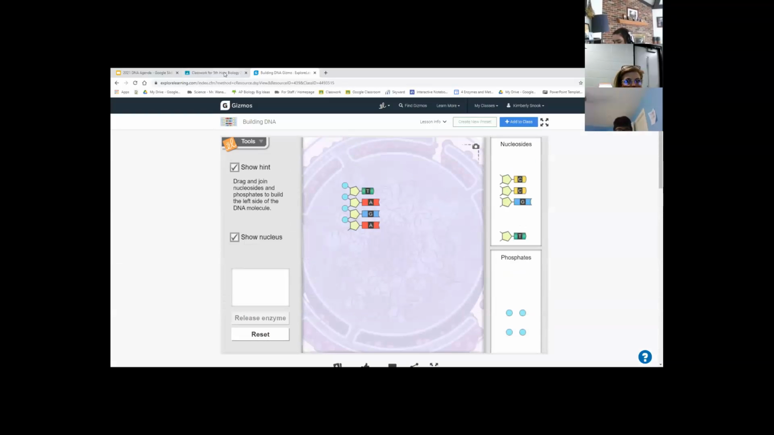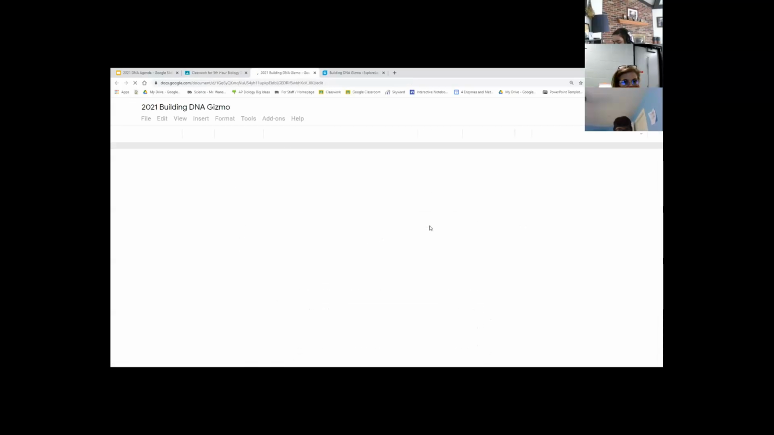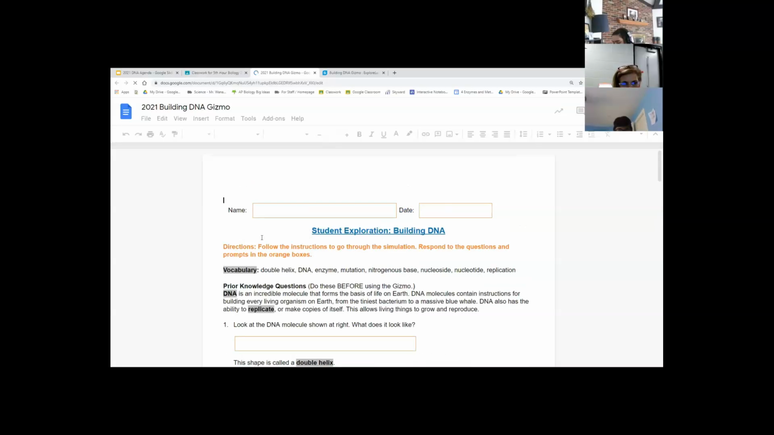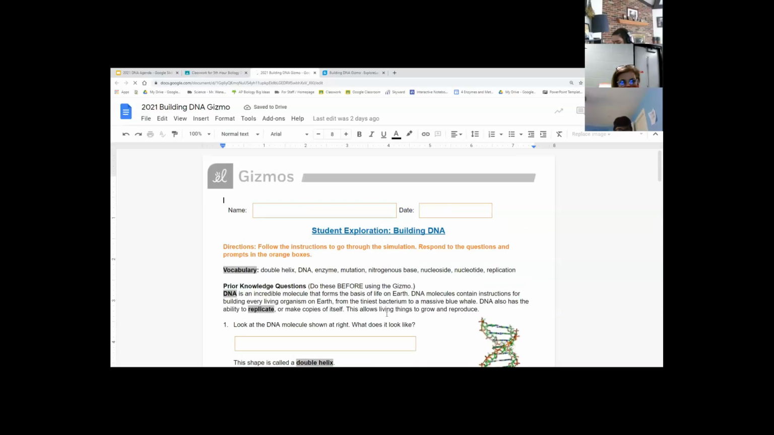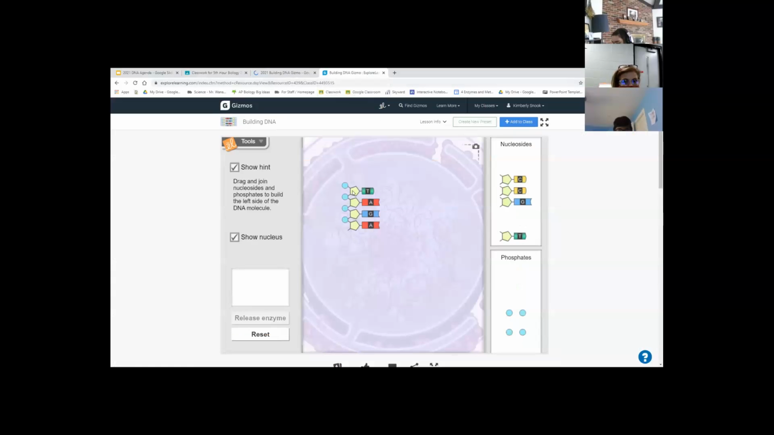Okay, so you have this worksheet in the classroom. A few of you are already done with it. A piece that students struggled with last hour was knowing that this is a sugar. The yellow one is not really labeled, right? So the sugar, the blue circle is the phosphate, and the colored portion is the nitrogen base. That wasn't terribly clear. Okay, what questions do you have?